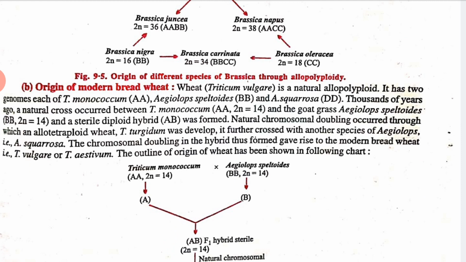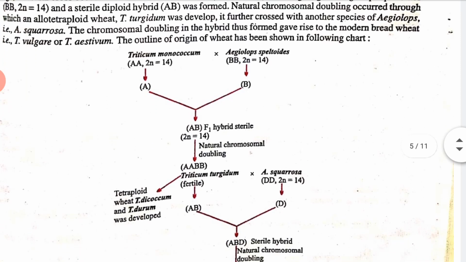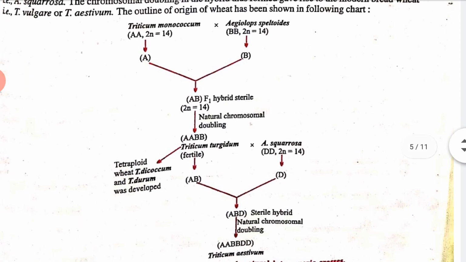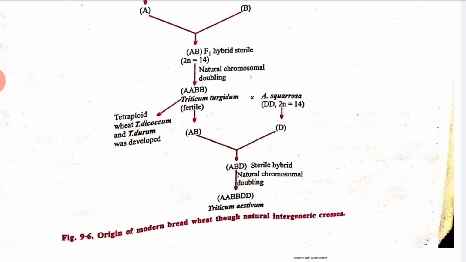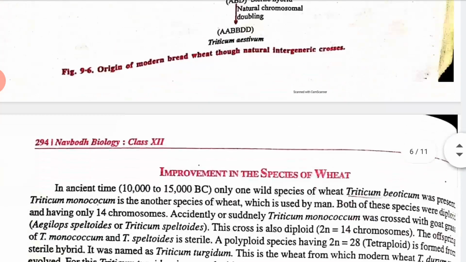So in this way you can see the example given. You can see by this example the cross and the result. At last they will form Triticum aestivum, AABBDD, the modern bread wheat.